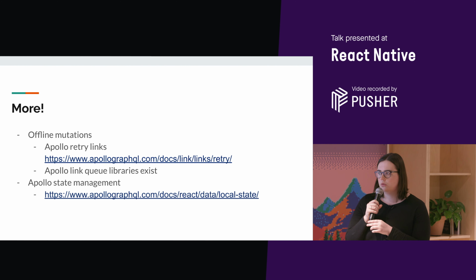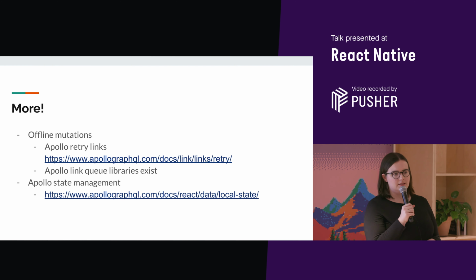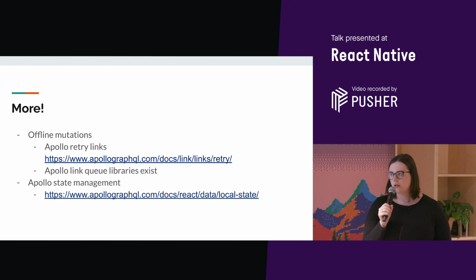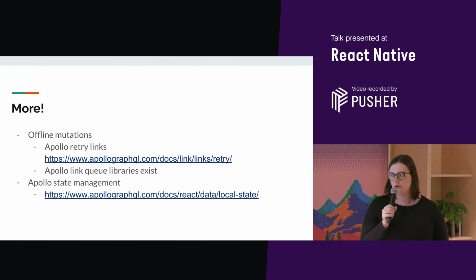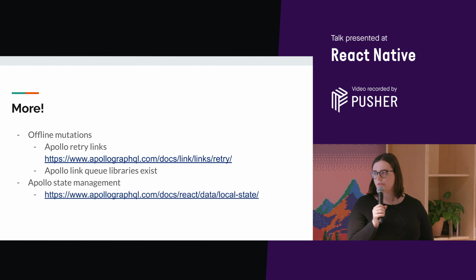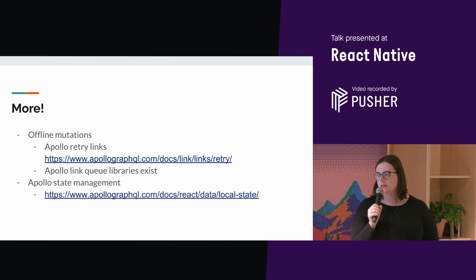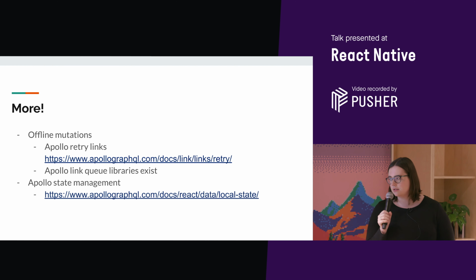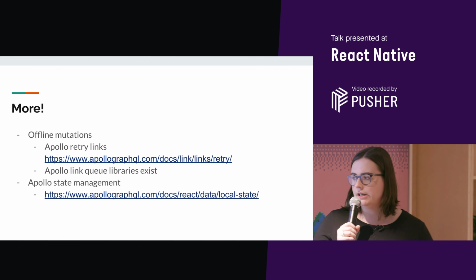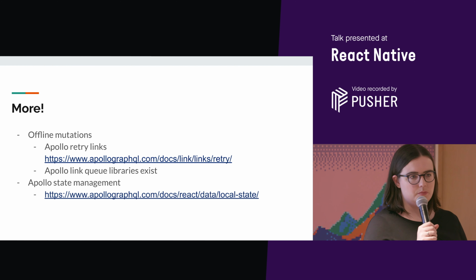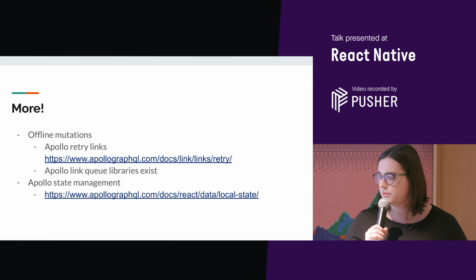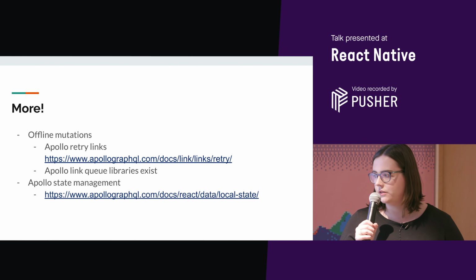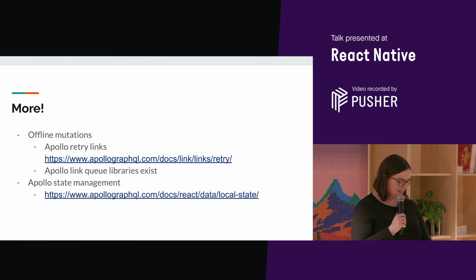But it is possible. There's Apollo retry links, which will basically cache the request and retry it when there's signal. And then there's also some link queue libraries online that you can use with Apollo that will just queue up all of your requests until you get signal. And we also didn't really use the state management stuff that would have been quite helpful because we were limited on time on the project. But yeah, you can read about it on the Apollo GraphQL docs. That's it.